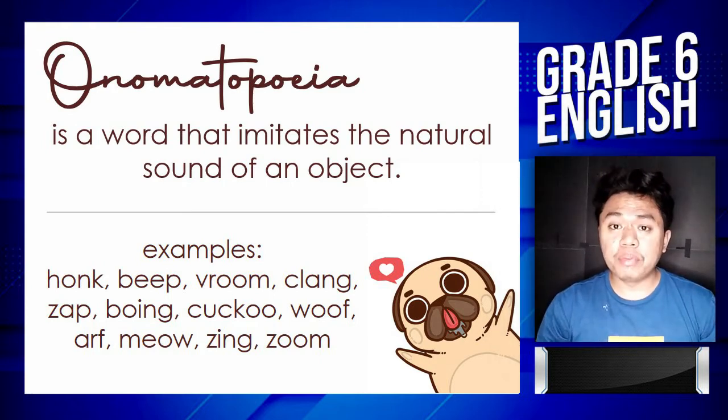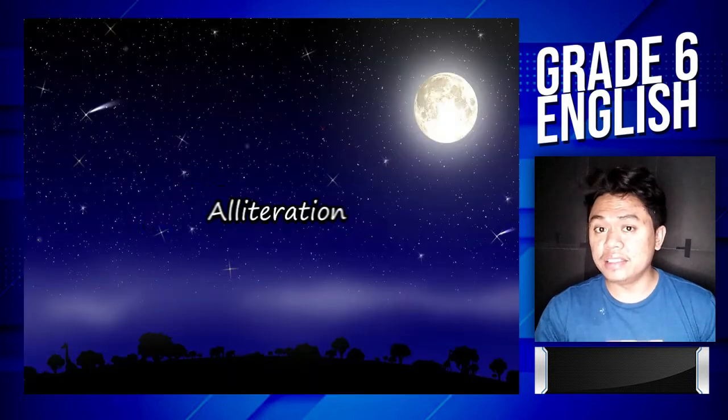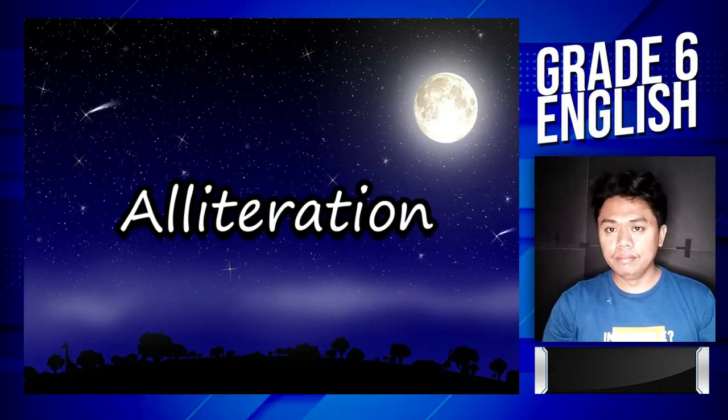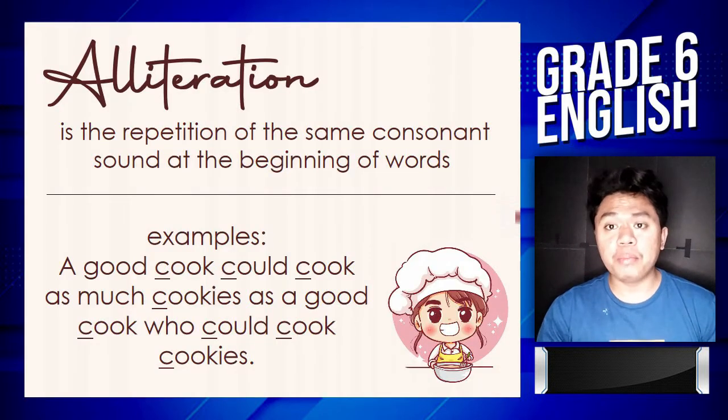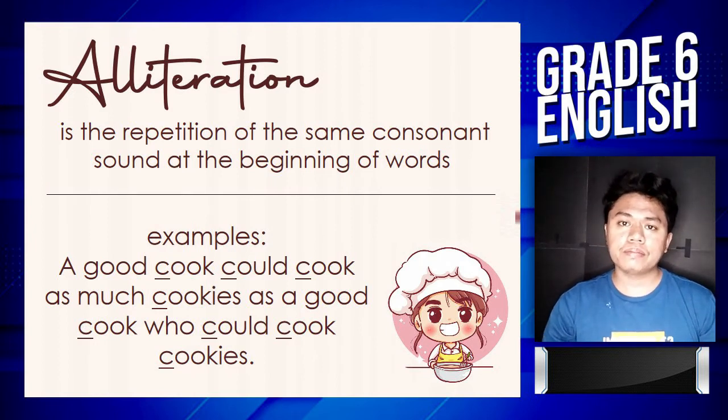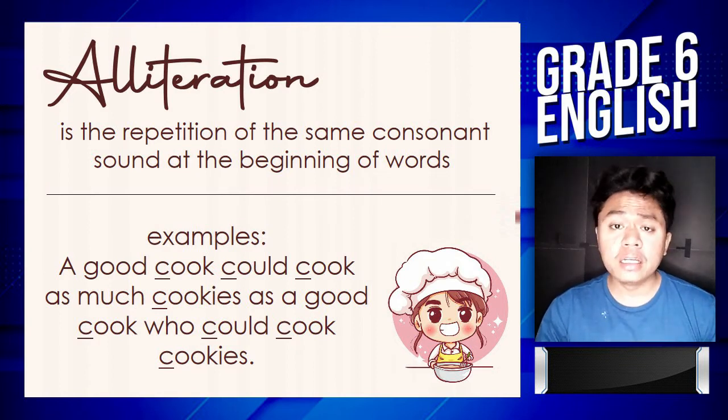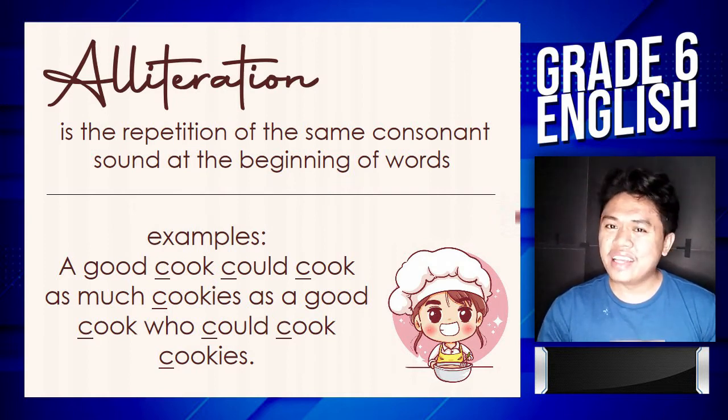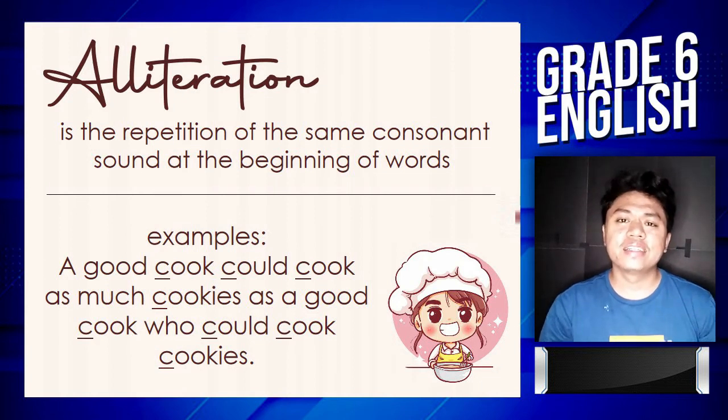The second example of figurative language is alliteration. Alliteration happens when the same consonant sound at the beginning of words is repeated. An example would be, a good cook could cook as many cookies as a good cook who could cook cookies. These are also used as tongue twisters.